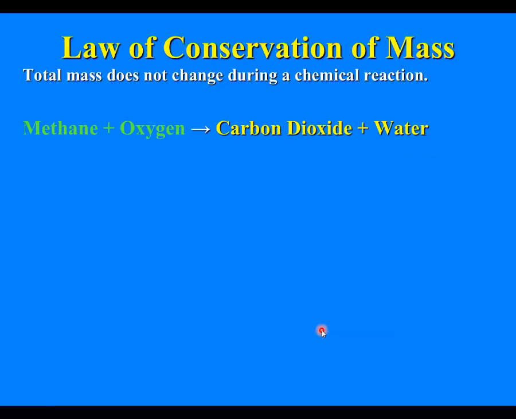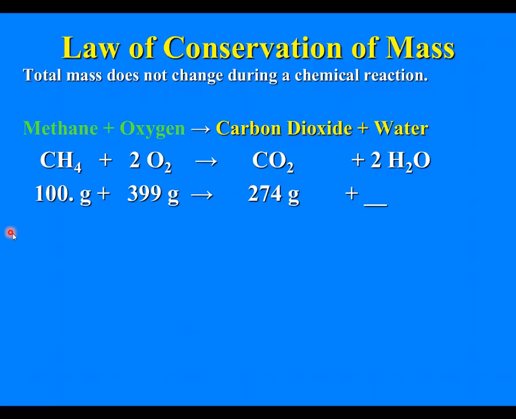Let's say we weighed the amount of my reactants in grams. So I have my methane reacting with oxygen to form carbon dioxide and water, and let's weigh it out in grams. I begin with 100 grams of methane and 399 grams of oxygen, and I use them both up entirely. There's nothing extra, nothing in excess. They both reacted completely. That often won't happen, but here we had everything in perfect ratios, so they react completely. And we ended up measuring that 274 grams of carbon dioxide were formed.